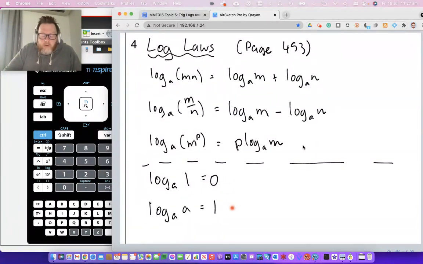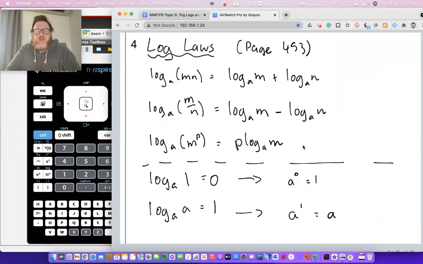There are 2 results that come out of logs. One is log base a of 1 equals 0. That kind of makes sense, I hope, in that if we rewrite it, base to the answer 0 must equal 1, and anything to the power of 0 is equal to 1. And again, if I go a to the power of 1, it's got to be equal to a. So that's where those 2 solutions come out.